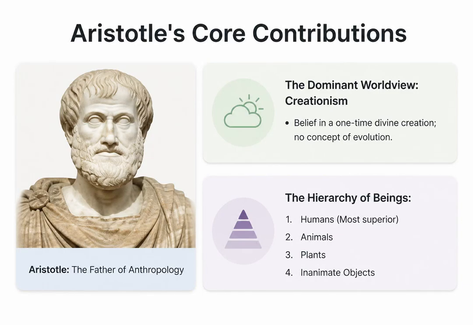Moving forward, we must look at Aristotle, often considered the father of anthropology. In Aristotle's time, the absolute dominant worldview was creationism. There was no concept of evolution. People believed God created the earth and all living things in a single event, exactly as they are. Within this framework, Aristotle developed his hierarchy of beings. He ranked all creation, placing inanimate objects at the bottom, then plants, then animals, and finally humans at the very top as God's most superior creation.